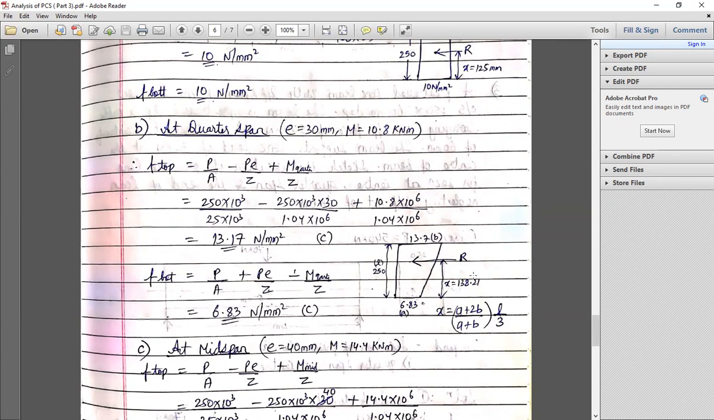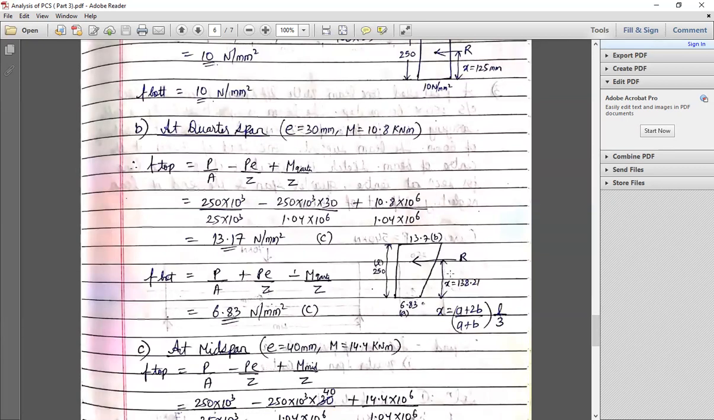So now I have plotted this stress diagram. ठीक है, टॉप पे कितना आ रहा है 13.17 आ रहा है और बॉटम में कितना आ रहा है 6.83. So अभी मैं इसका resultant find out कर रहा हूँ। ठीक है, what is this, this is a trapezium. ये trapezium है। So the resultant is given by x is equal to (a plus 2b) upon (a plus b) from the lower side. So this distance is 138.21. So resultant force I have calculated.